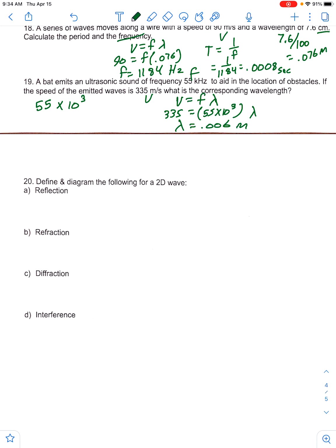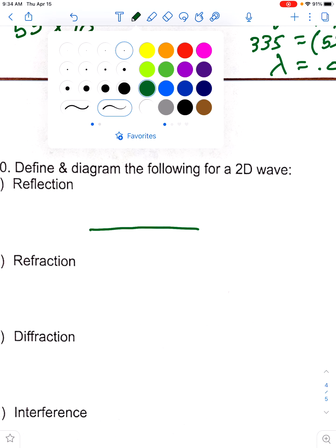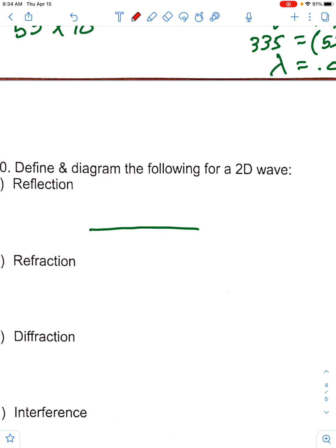Okay, so reflection is exactly how it sounds. I'm going to zoom in for this. So say I have a surface like this. And I have a light wave coming in like this. That means my light wave is going to reflect off like this. Now the key part here is this middle line right here.